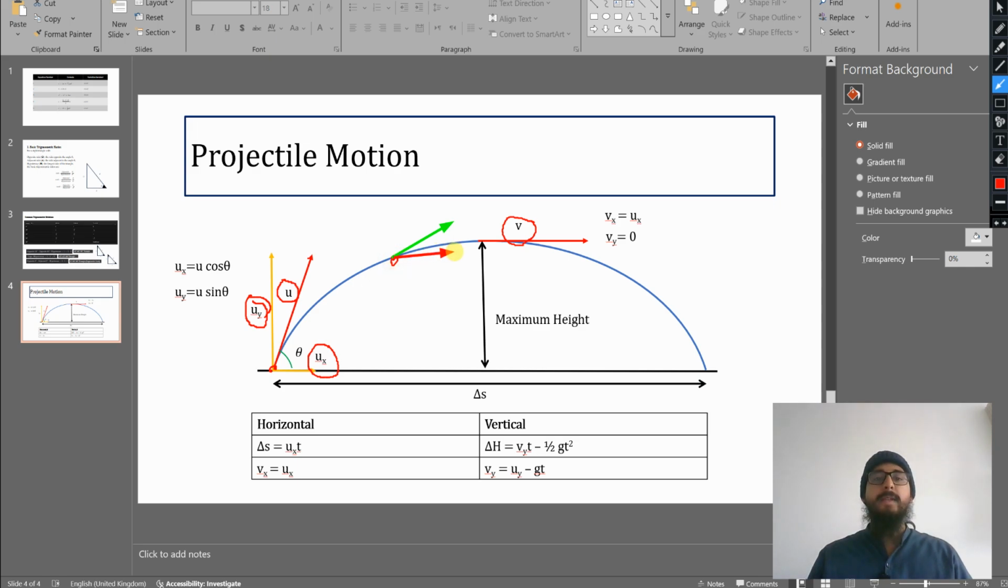So the x component will always remain the same, but the y component will get smaller and smaller. Previously the y component was this much, and now it is this much, and at the maximum height it will become 0. Why does this happen? This happens because of the influence of gravity, but the x component will always remain the same. So at every point Vx will be equal to ux.